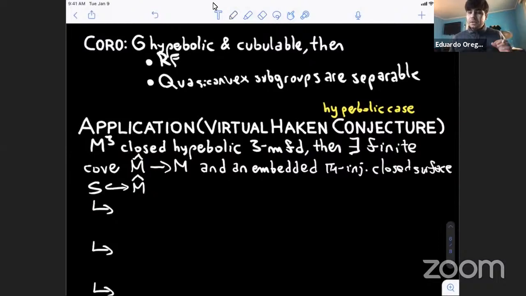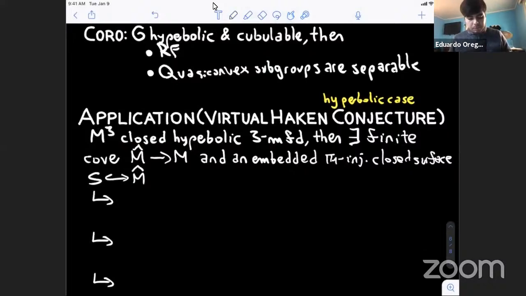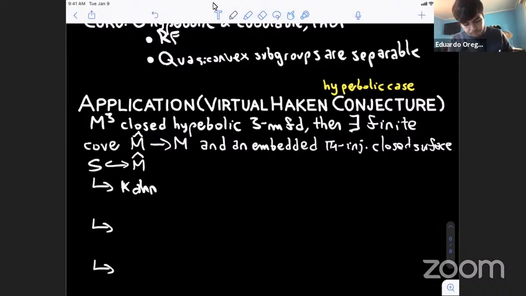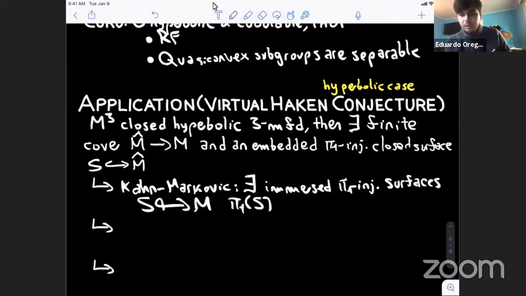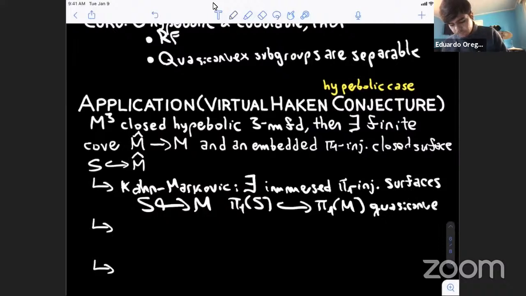But we saw yesterday that this can be achieved by having separability. So how does this work? By Kahn-Markovic, we have that there are immersed injected surfaces in this way. And again, this is enough to show that this subgroup embeds in the fundamental group. From this, what we want is for this quasi-convex subgroup to be separable. So we use Agol's theorem, and we deduce that this subgroup is separable.